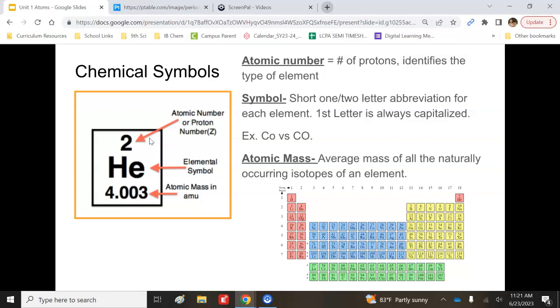The first example here is cobalt, which is a transition metal towards the middle of your periodic table. This is a compound made up of carbon and oxygen. It is actually carbon monoxide, stuff that's produced in your car.